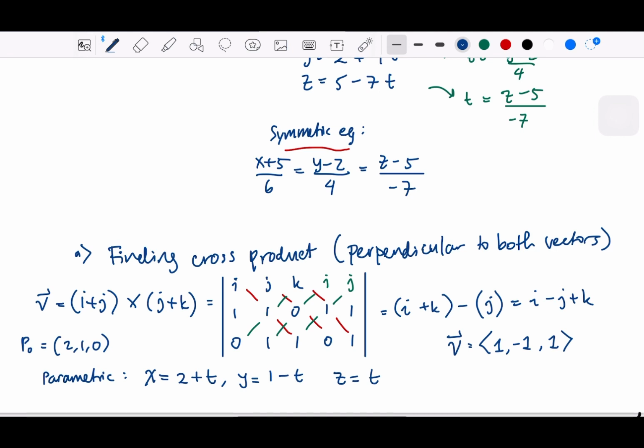Now similarly, we can take the symmetric equations and write them as x minus 2 equals 1 minus y equals z. This is the symmetric equations.